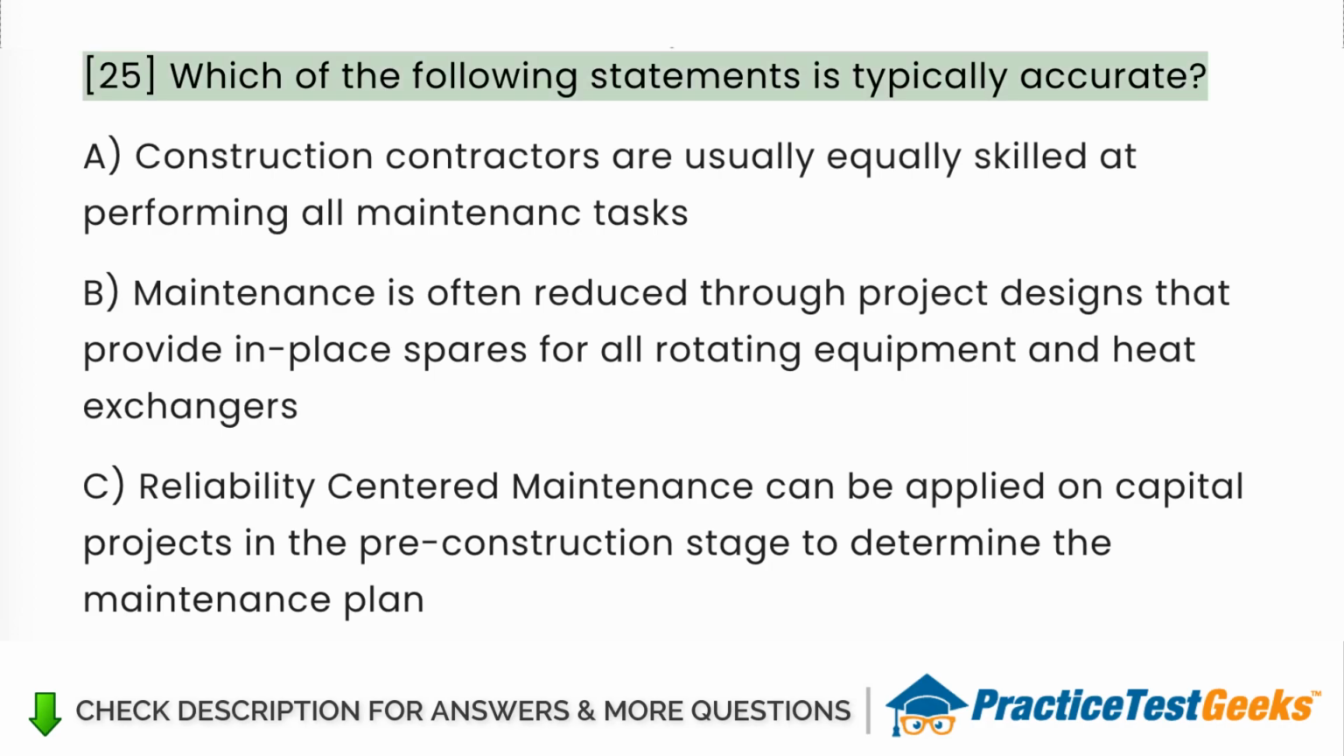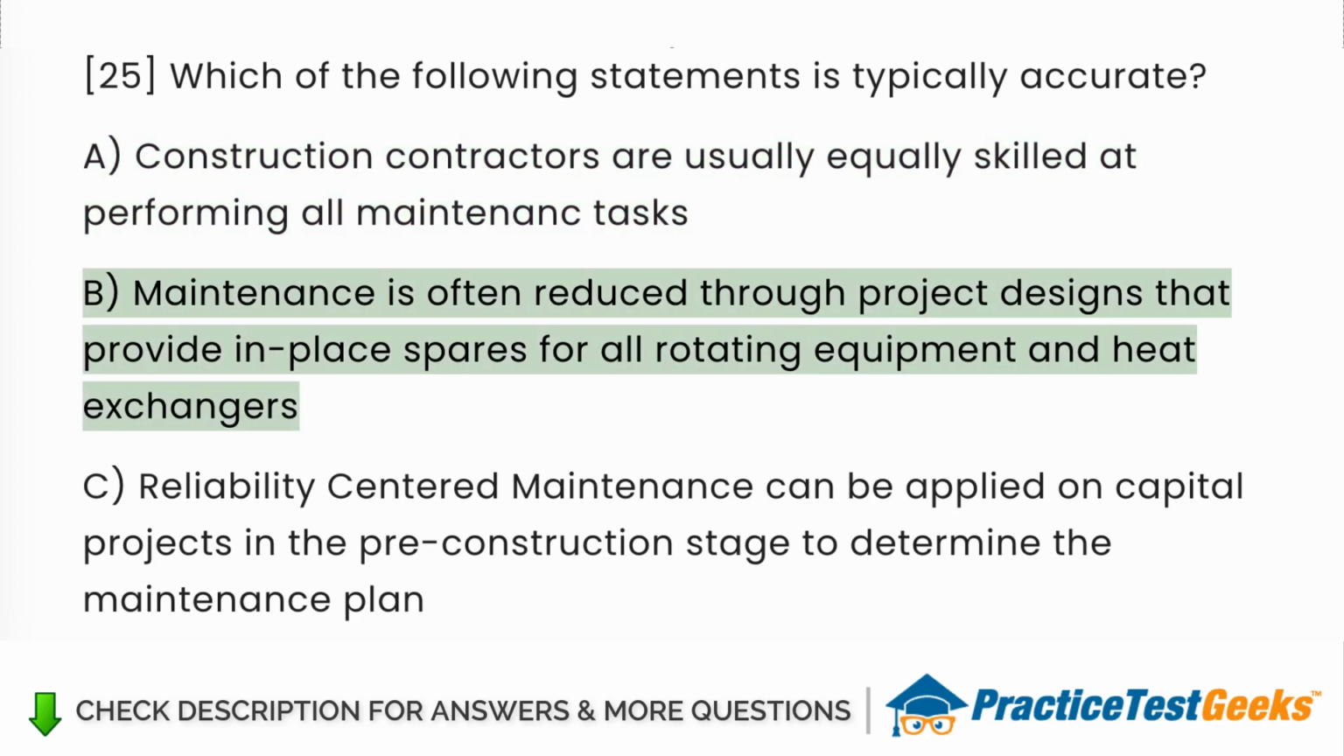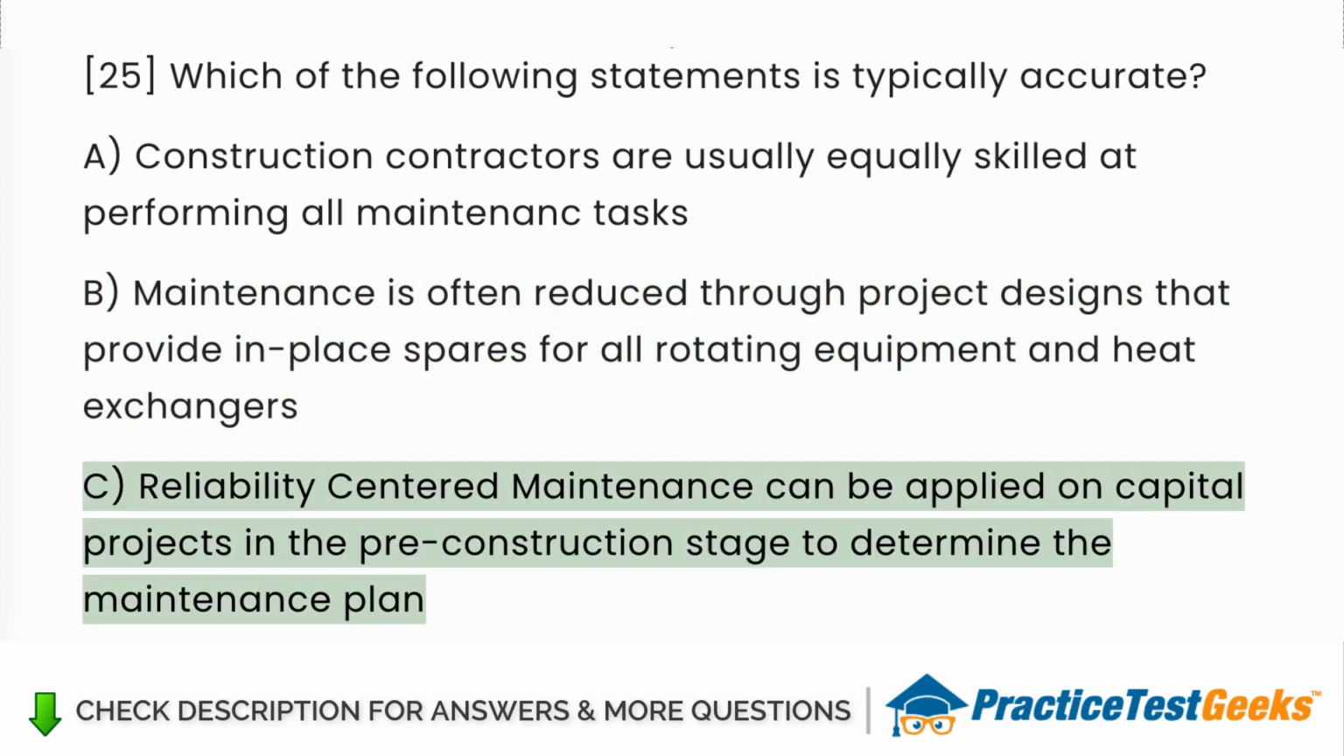Which of the following statements is typically accurate? A. Construction contractors are usually equally skilled at performing all maintenance tasks. B. Maintenance is often reduced through project designs that provide in-place spares for all rotating equipment and heat exchangers. C. Reliability-centered maintenance can be applied on capital projects in the pre-construction stage to determine the maintenance plan.